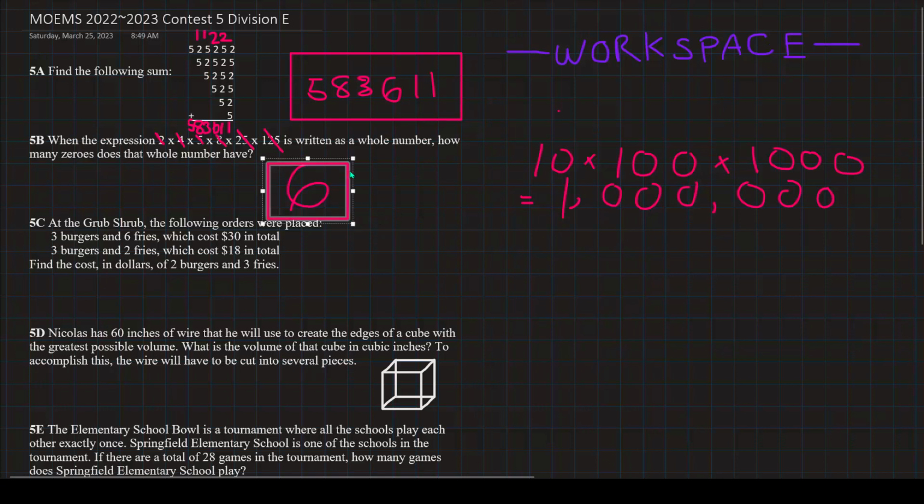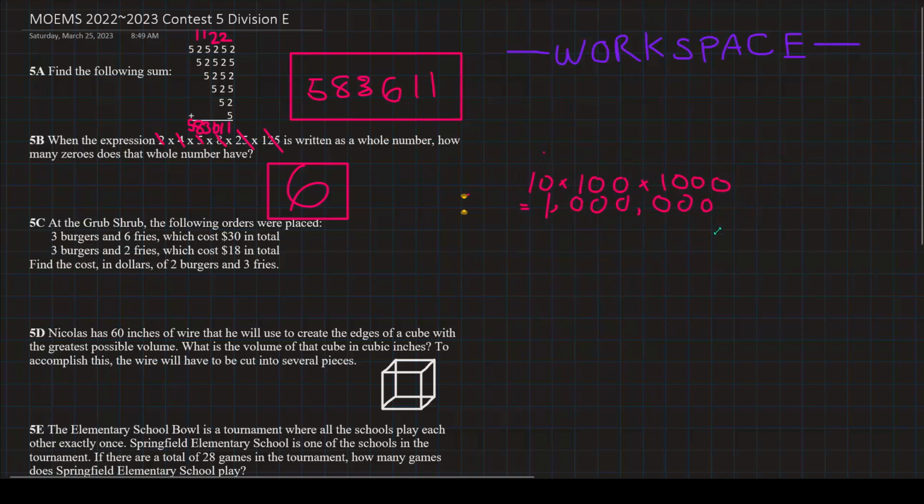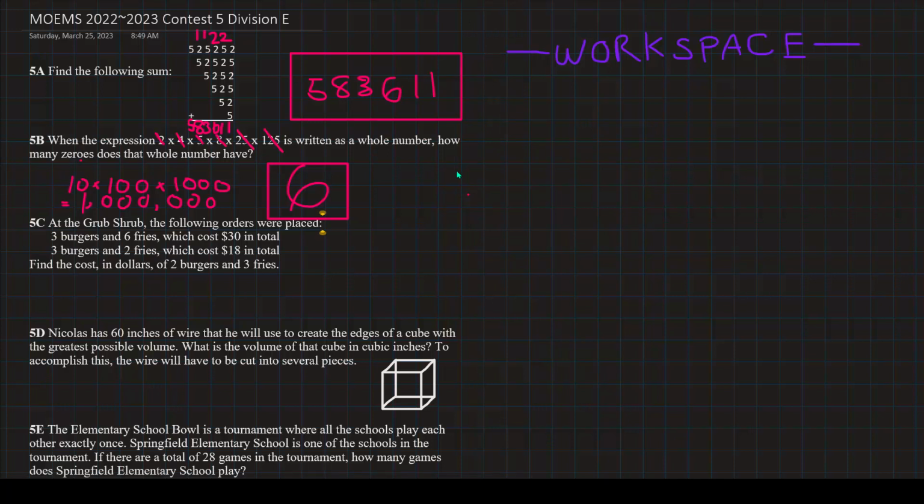Okay, so something else I want to go over before moving on. When you're solving Math Olympiad, it does not require you to put in the units. So you don't have to say 6 zeros. All you have to do is put the numerical part of your answer into the answer box. Now let's move on to 5C.